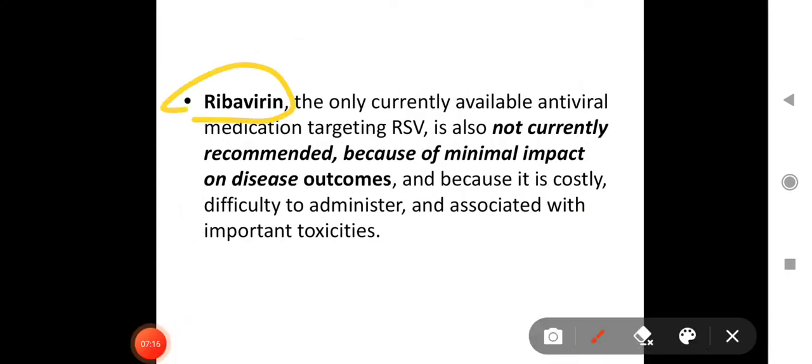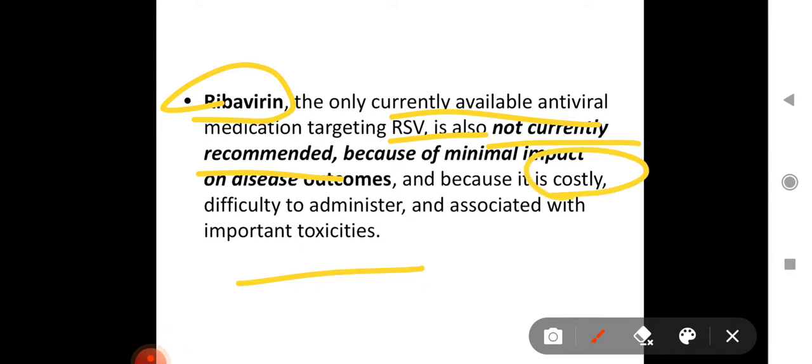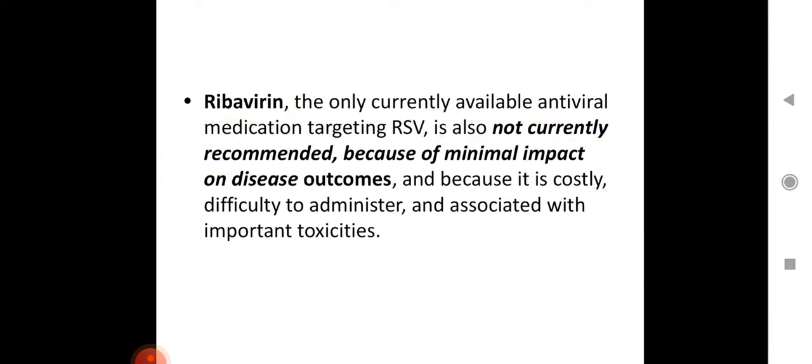Now, ribavirin, all of you have already heard about this, is the only currently available antiviral medication targeting respiratory syncytial virus, but it is currently not recommended because of minimal impact on disease outcome, and because it is costly, difficult to administer, and associated with some toxicities. So cost is much, and the mode of administration is also quite difficult. Nebulization and different modes are to be used, and it is not proven to be efficacious or to minimize the disease outcomes. So ribavirin is theoretically a drug for bronchiolitis because it acts on RSV, and we have seen that RSV is causing 50% of the cases of bronchiolitis.